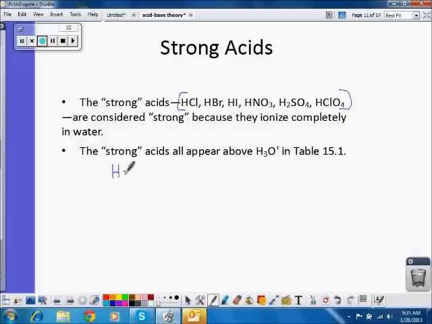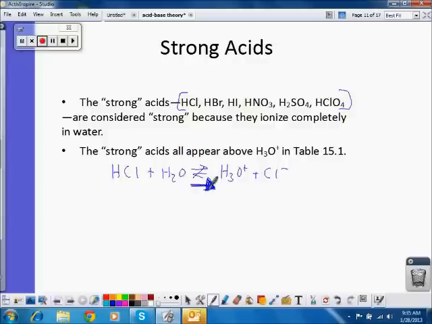So this reaction, although I can write it as equilibrium, is really, because HCl is strong, just a left to right reaction. So whenever I have a strong acid, I only have a left to right reaction and not an equilibrium situation.